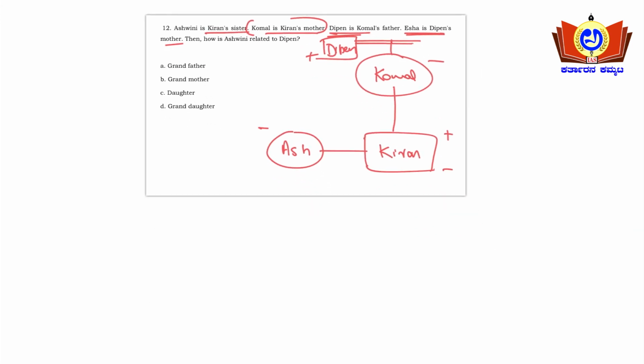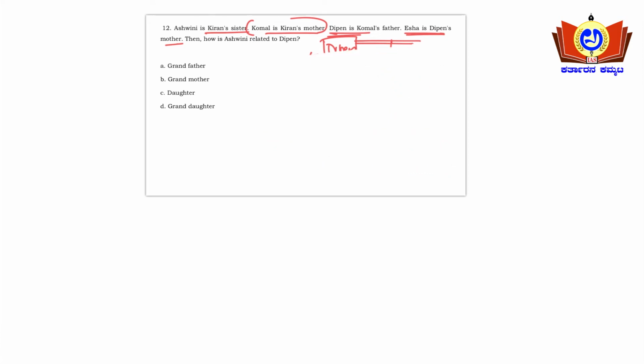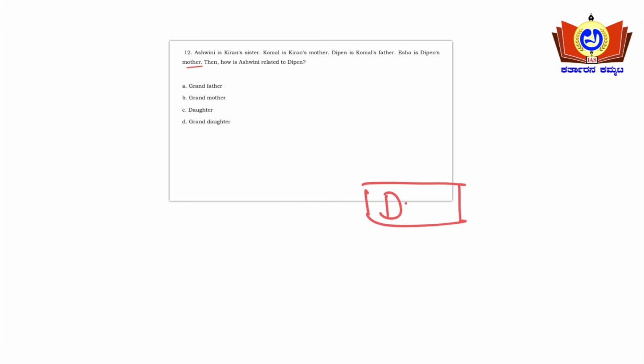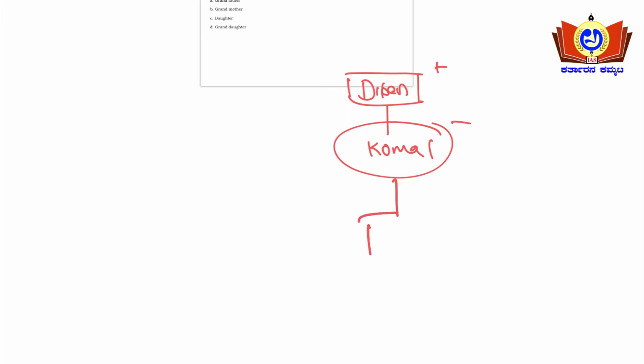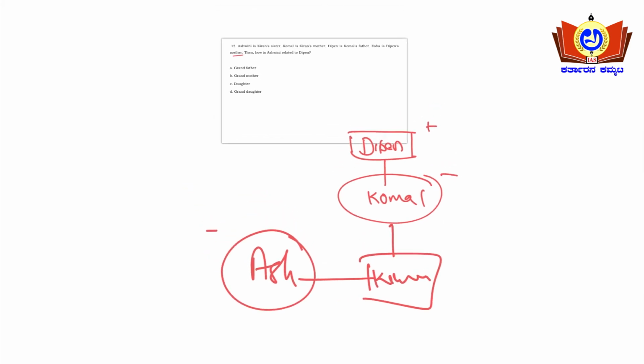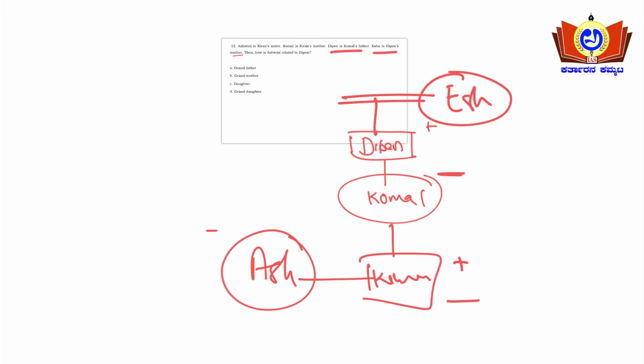This is again going to be big, so I'll rewrite the tree here. See here friends, Deepen I got here, he will be male here, and Komal I got here, she is female, and Komal to Kiran, and Kiran's sibling is Ashwini here. Ashwini negative I got here, so Kiran plus or minus, and Komal is Kiran's mother, which means Komal negative I got here. Deepen is Komal's father. Isha is Deepen's mother. Isha, negative sign here.